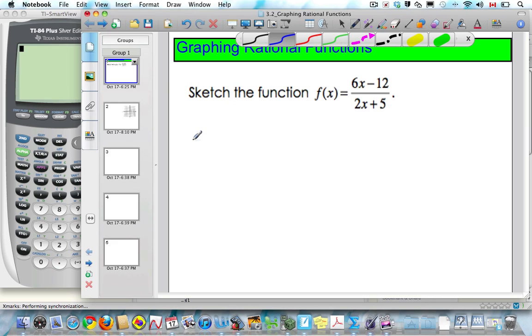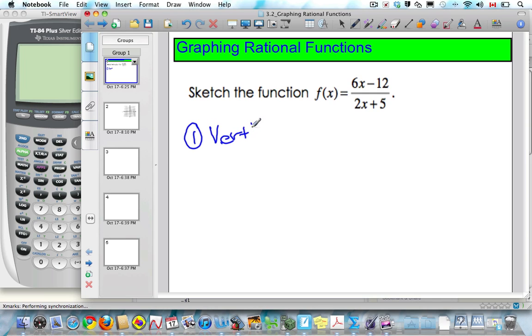When I look at graphing rational functions, the first thing I think about, there's always four things I consider to start off with. The first is my vertical asymptotes. And when I look at the vertical asymptotes, the key that I look at is always the denominator of my fraction.